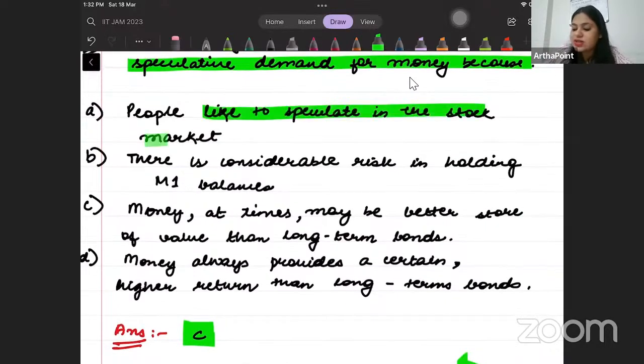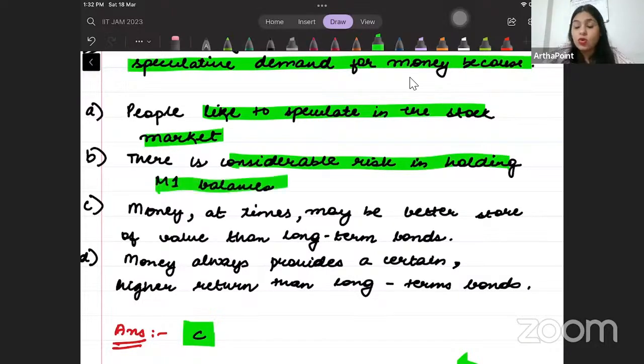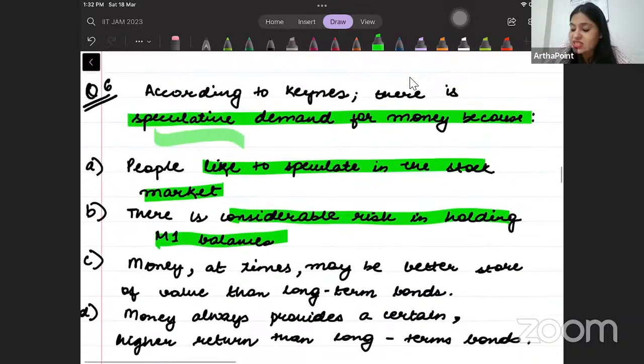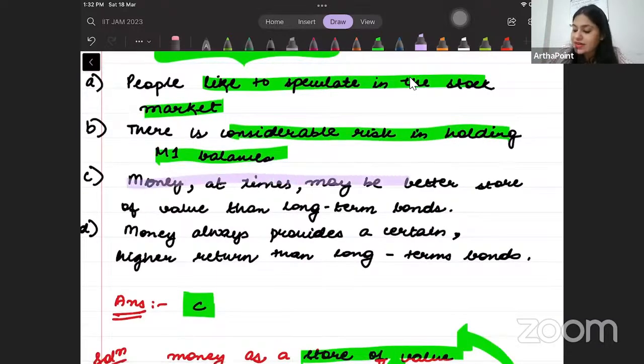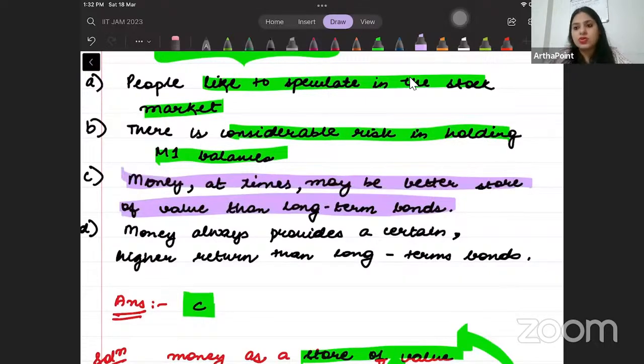People like to speculate in the stock market? No, that's not the reason why you do speculative demand of money. There is considerable risk in holding M1 balances. No, if there is risk, why will you hold money? Because it gives you return. So we need to talk about the return part, because this is asking you why there is speculative demand for money. Not because there is risk, but because there is return. So this is the right option, that money at times may be a better store of value than long-term bonds.